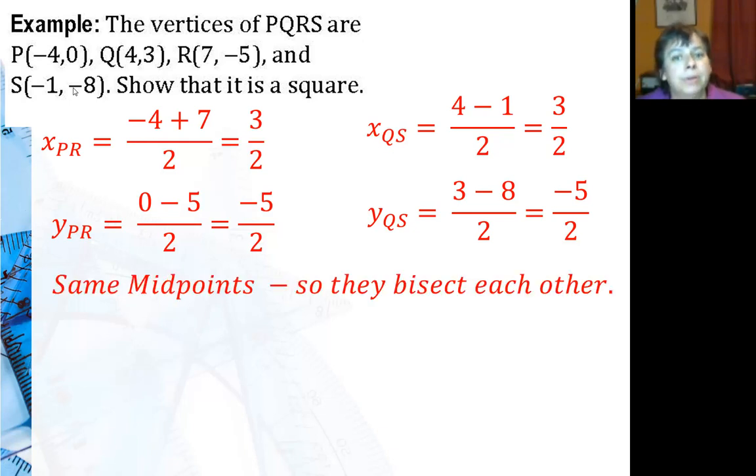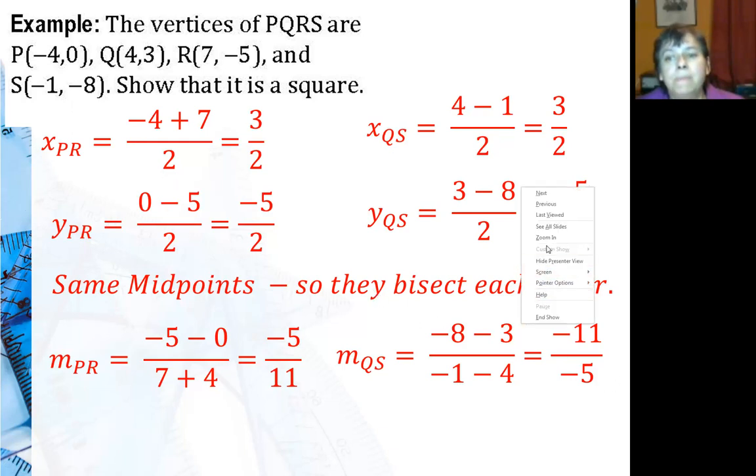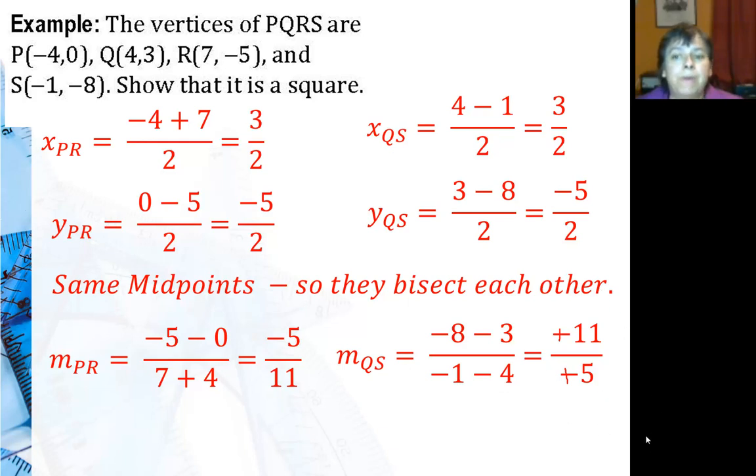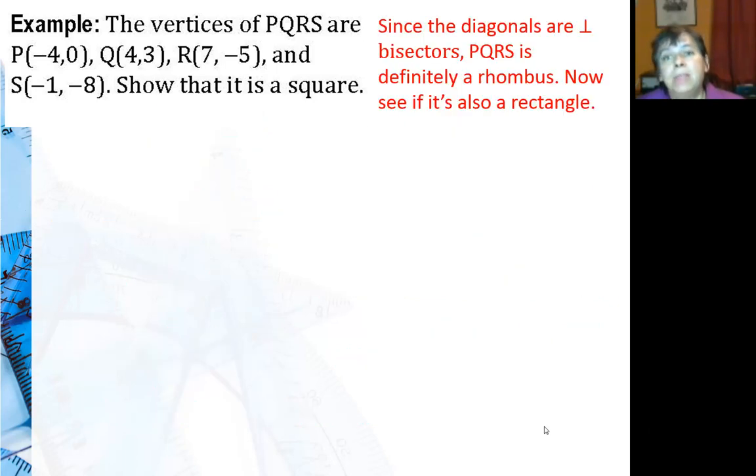Are they perpendicular? So let's find the slope. PR, the slope for that one is -5/11 because -5 minus 0 over 7 minus -4. The slope of QS is -8 minus 3 all over -1 minus 4, or -11 over -5. These two end up being positive, so I can change that to a plus. And so I have -5/11 for one slope and 11/5 for the other. They're definitely perpendicular. Okay, so that tells me that since the diagonals are perpendicular bisectors, PQRS is definitely a rhombus.